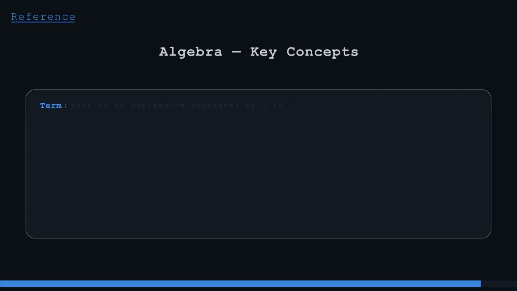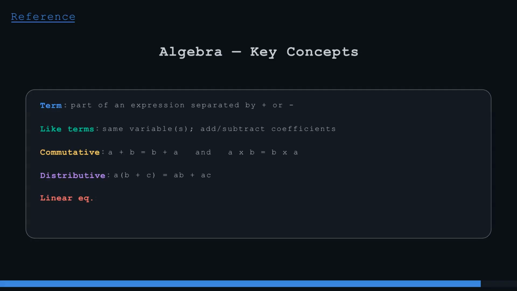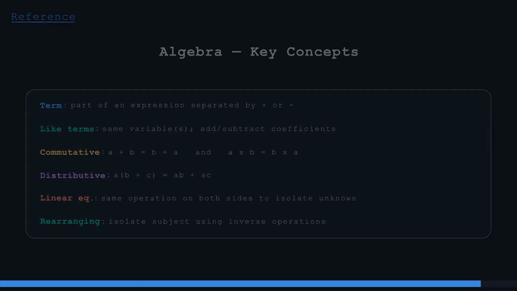Here is your reference card for algebra. A term is any part of an expression separated by a plus or minus sign. Like terms share the same variable, and their coefficients can be combined. The commutative law means order does not change the result. The distributive law lets you expand brackets. For a linear equation, apply the same operation to both sides. To rearrange a formula, isolate the subject using inverse operations.